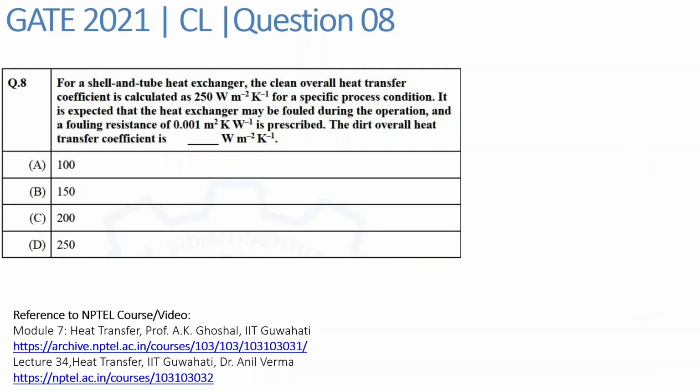Hello everyone. We will be solving question 8 of GATE Chemical Engineering paper 2021 from the subject of heat transfer. The question is, for a shell and tube heat exchanger, the clean overall heat transfer coefficient is calculated as 250 watt per meter square Kelvin for a specific process condition. It is expected that the heat exchanger may be fouled during the operation, and a fouling resistance of 0.001 meter square Kelvin per watt is prescribed. The dirt overall heat transfer coefficient is in dash watt per meter square per Kelvin.